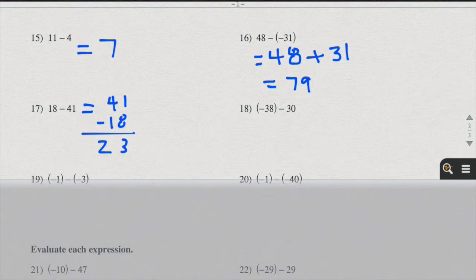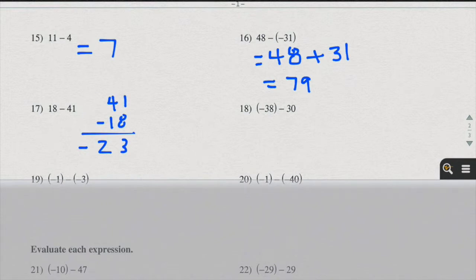Now, between the 18 and the 41, the 41 is a bigger number. So we take the sign of the 41 and add that onto the value that we get for this, which is 23. Now, I'm not going to put equals. I'm going to actually erase that equals, because technically that doesn't equal 41 minus 18.